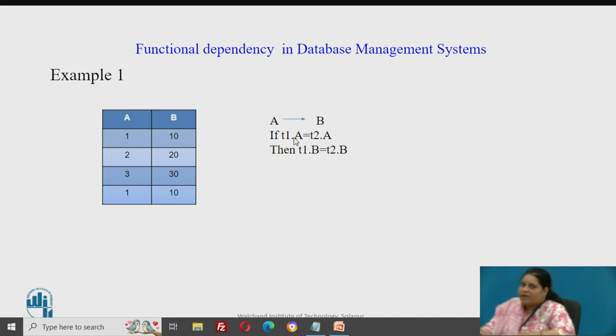So here T1.A is equal to T2.A. If we consider T1.B is equal to T2.B, if you observe, the values for B are also the same. So these two conditions are satisfied. Suppose we consider A as a roll number. These two have the same roll number and the same marks. So we can say B is dependent on A.